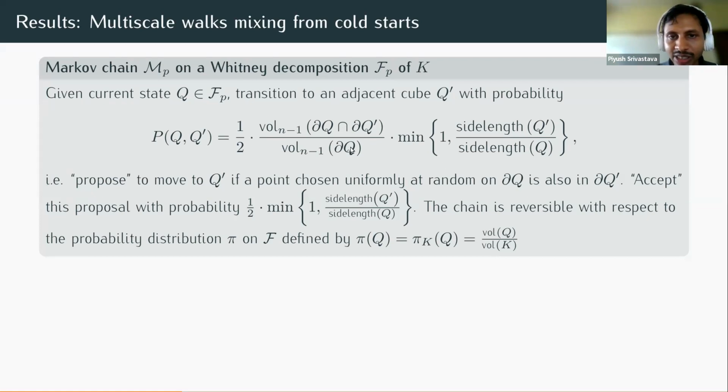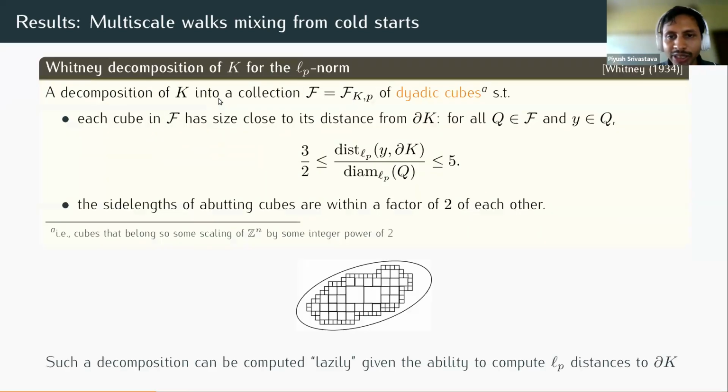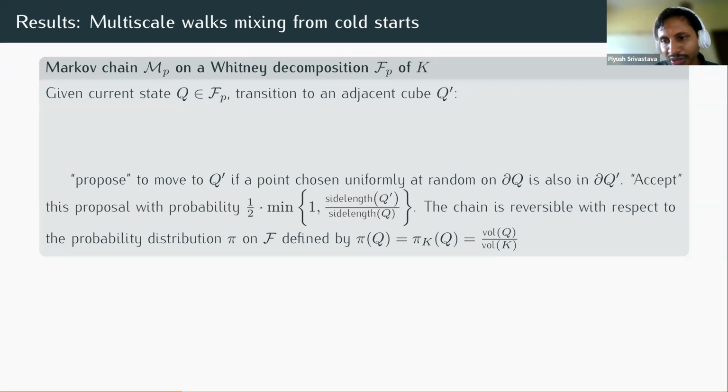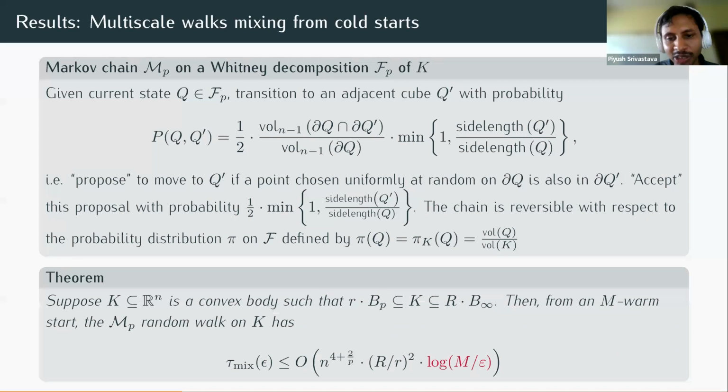This basically tells you the probability of actually proposing that cube, because you have to pick a point that is on the part of the surface of Q that is actually shared with Q2, and you're sampling uniformly from the surface. So this is the Markov chain. And the P here just says which norm you're using, remember that this decomposition depends upon which norm you're using. So for each norm, you get such a decomposition, and for that decomposition, you get this chain. Okay. So that's the Markov chain.